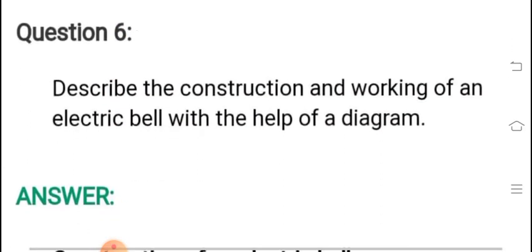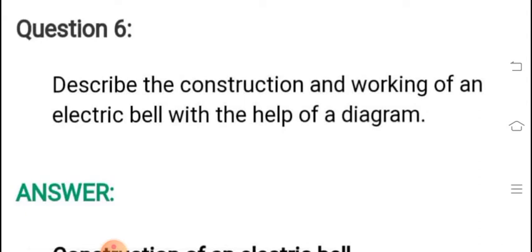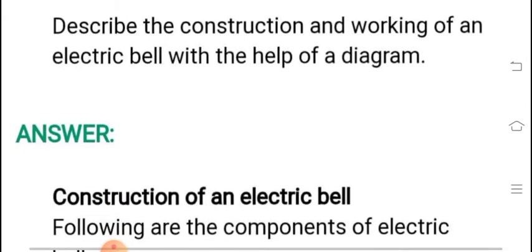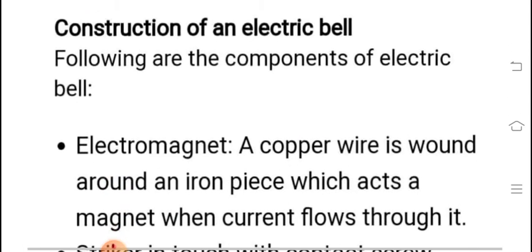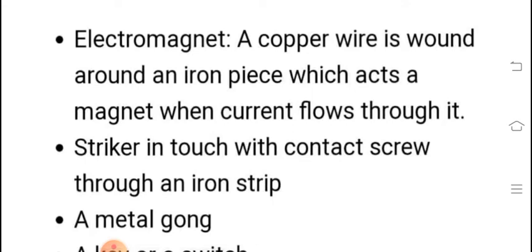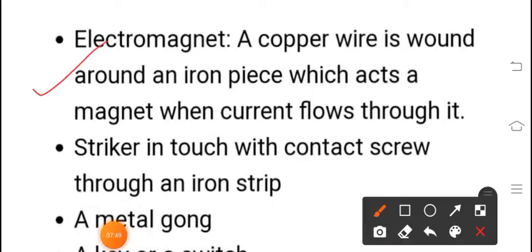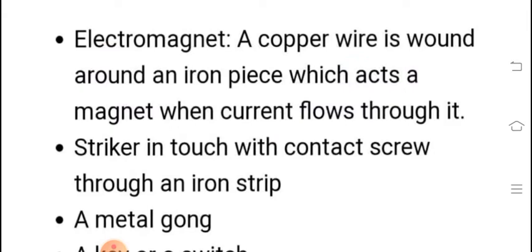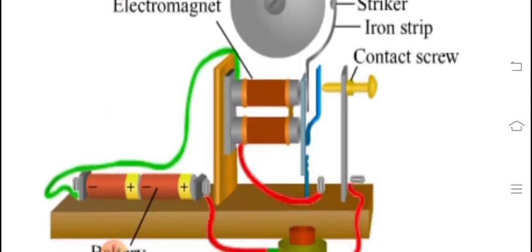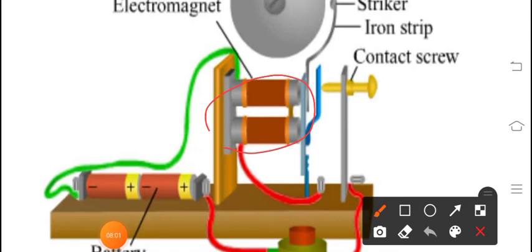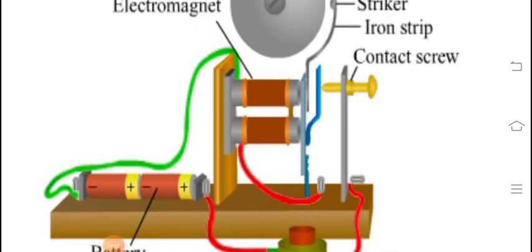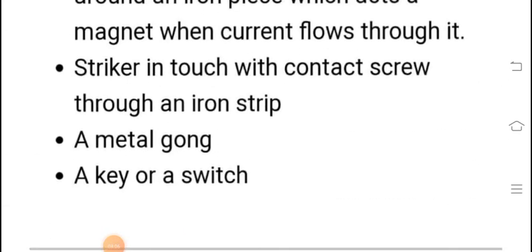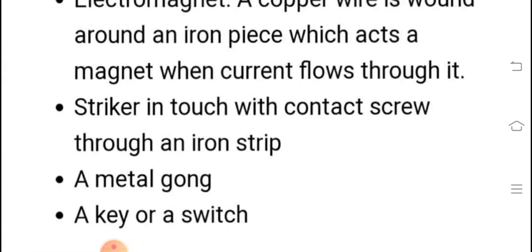Question number 6. Describe the construction and working of an electric bell with the help of a diagram. Here is the construction. The following components are there in the electric bell. The first component is the electromagnet. A copper wire is wound around an iron piece which acts as a magnet when current flows through it. Let me show you. This is your electromagnet. You can observe here. This works as a magnet while current is flowing through it.